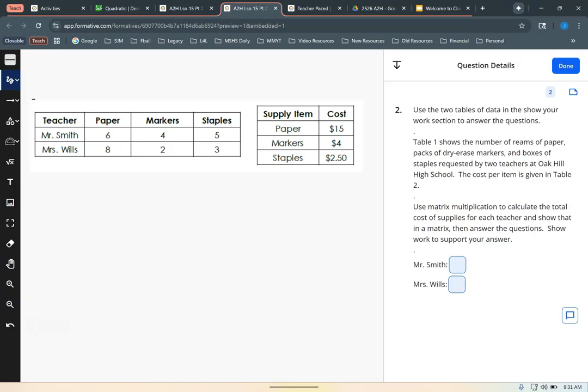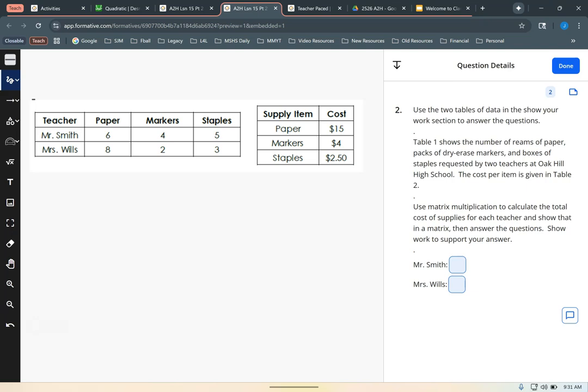Like, we're going to ask the question, how much did Mr. Smith spend and how much did Mrs. Wills spend? But we could ask, how much did Mrs. Wills spend on markers and staples versus how much did Mr. Smith spend on paper and markers? There's a lot of questions that can be asked from this data being just written down one time and then compiled. Okay? All right, so here's what we're going to do.